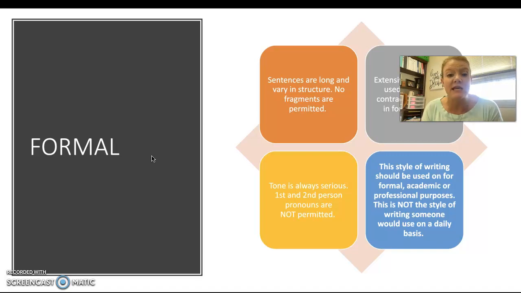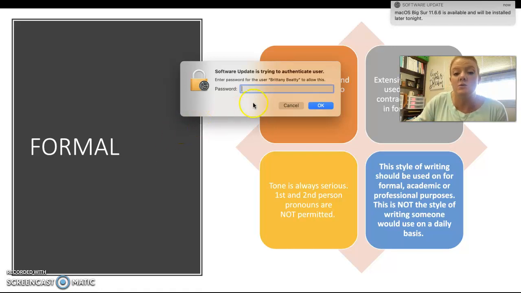You should never say you, your, or yours in a formal essay. You should only use third person pronouns. Let me repeat that. You should only use third person pronouns. Okay?